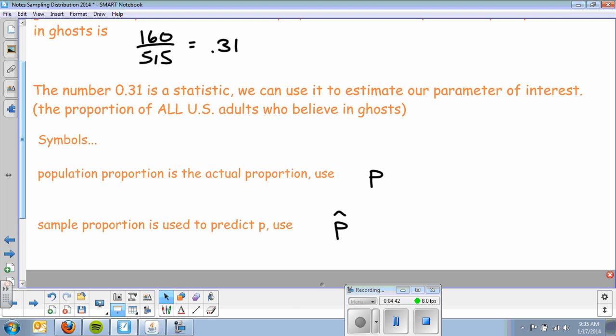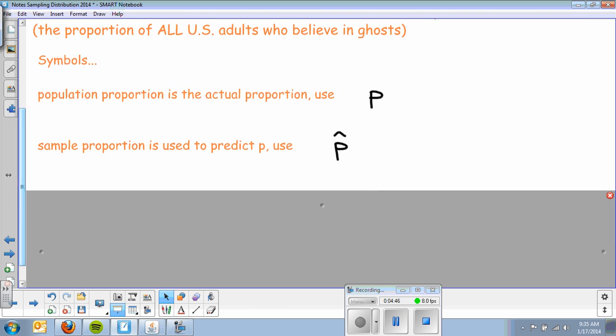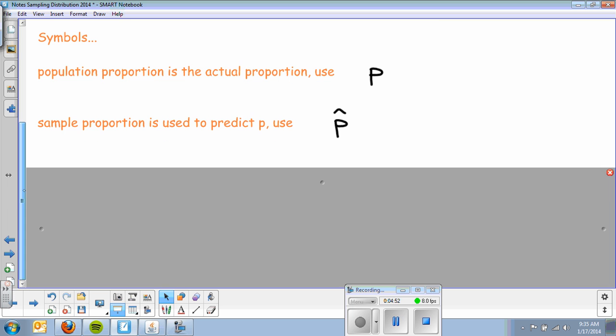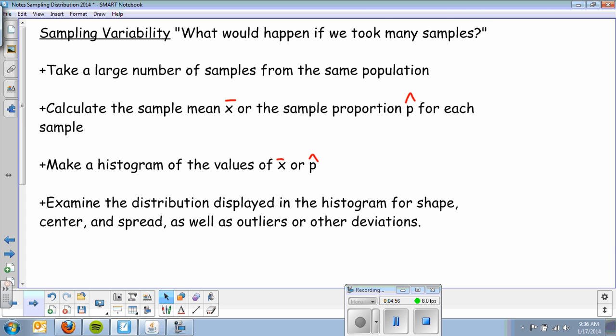Now we should recognize the hat from the linear regression problems. So there it is. There's the p with the hat on it. All right, so there's our new symbols. Now, a couple of other things.